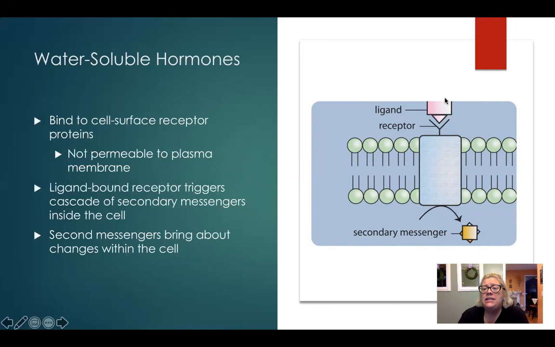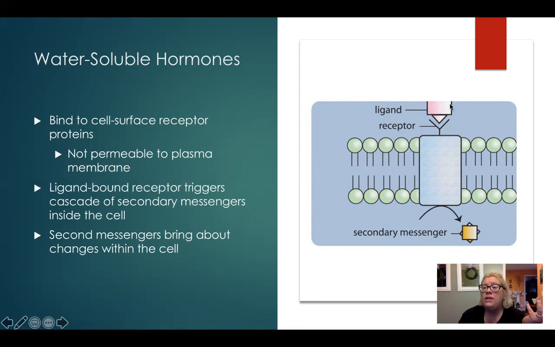So what happens is that the hormone, again, it's labeled here ligand because a ligand is going to bind a receptor. That hormone is going to bind the cell surface receptor on this receptor protein. And when that hormone binds this cell surface receptor, a message is going to be transmitted into the interior of the cell, and a secondary messenger is going to wind up bringing about change within the interior of the cell. So you might be saying, well, if that's a secondary messenger, what was the first messenger? Well, the first messenger is the hormone.